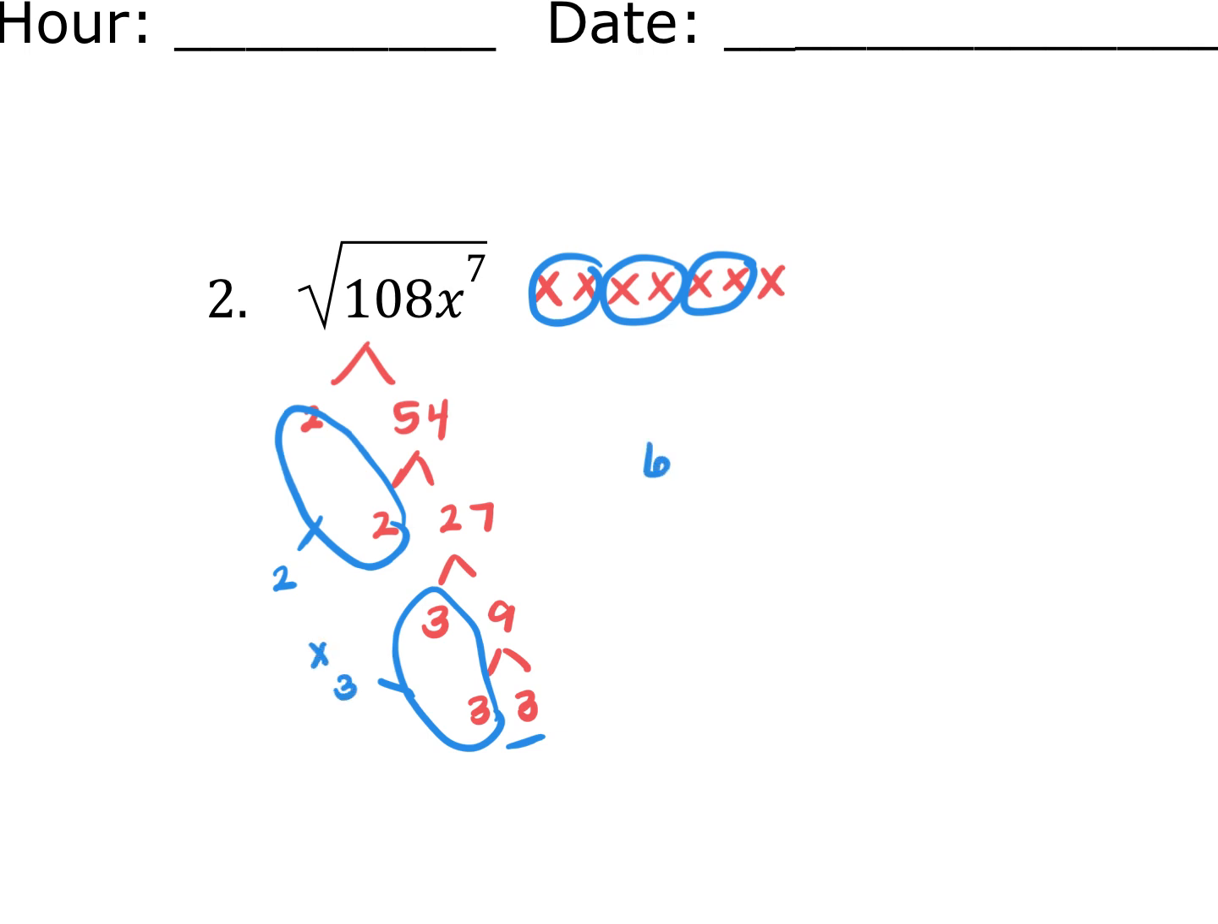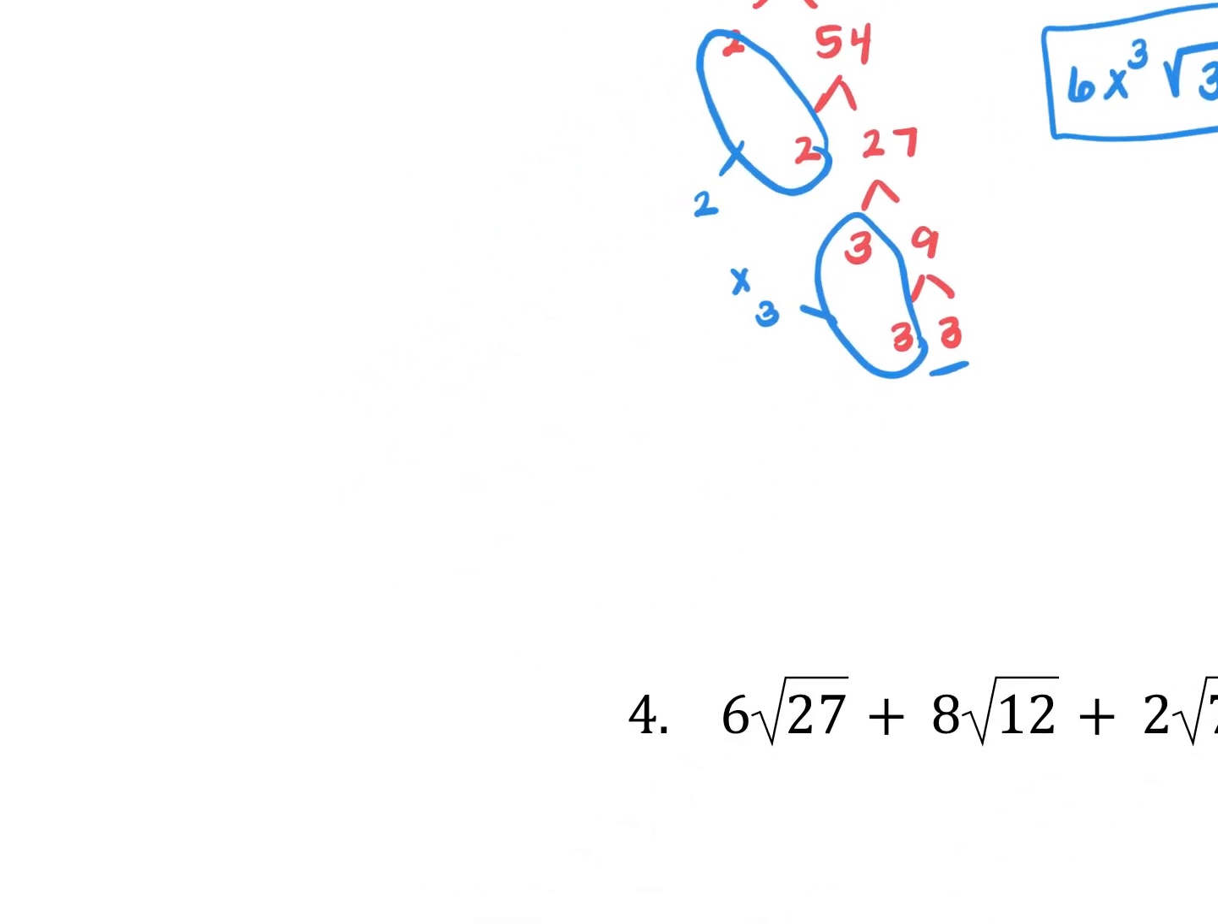And then I'm going to count my pairs of x's. I have 3 pairs of x's, so I'm going to say x to the 3rd. Okay? Then whatever's left over goes in my radical. So under my radical, under my 108, I still had that 3 that was not a pair, so my 3 is going to go right there. And then I still have one of those x's. So this is going to be 6x to the 3rd with the square root of 3x. Okay, so that is how we simplify those ones right there.